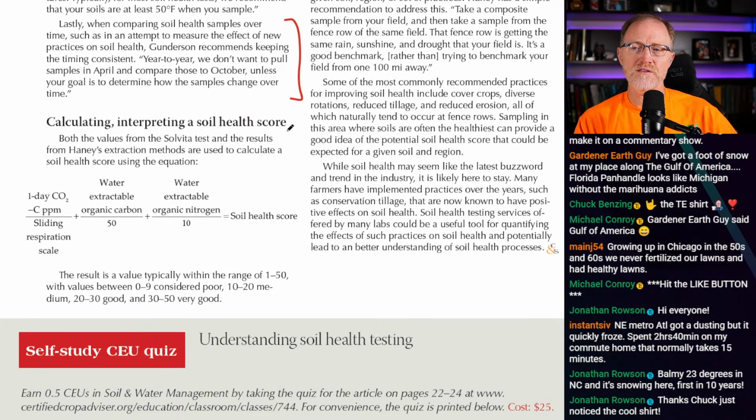So, calculating and interpreting the soil health score. Both the values of the Solvita test and the results from the Haney extraction method are used to calculate a soil health score using this equation. The result is a value typically within the range of 1 to 50, with values between 0 and 9 considered poor, 10 to 20 medium, 20 to 30 good, and 30 to 50 very good. That's where my criticism peaks because of that interpretation. So let's say it's 30 to 50, very good. What does that mean?